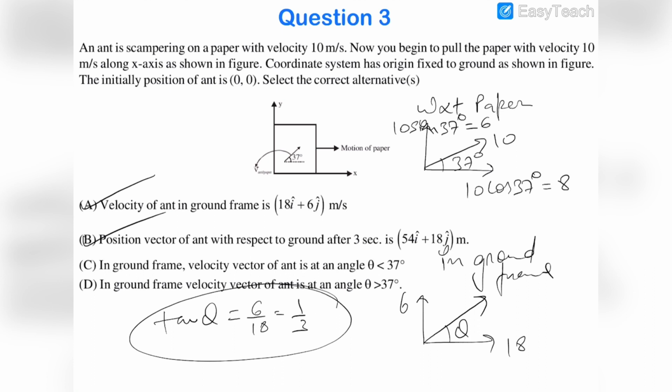Or you can also imagine the fact that in the ground frame, the x component of the ant has increased from 8 to 18, and the y component remained the same. So if this component increases, then this resultant velocity vector would bend towards this increasing component. So the angle would be less than 37 degrees. So the correct answer of this question would be A, B and C. Now we move on to the next question.